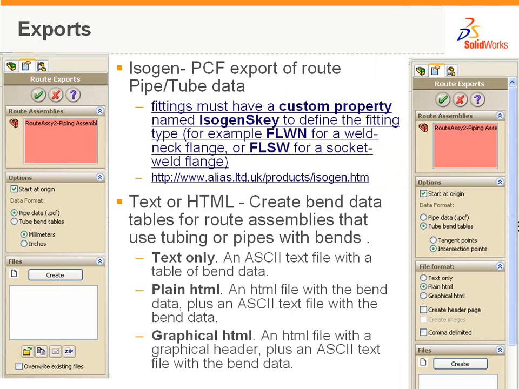The exports available out of SOLIDWORKS routing are a PCF export format. This is for programs such as ISOGEN. Keep in mind, if you're going to be exporting this for another package such as ISOGEN, there are custom properties that are required to plug into that program. We can also output text or HTML based file formats. This will create bend data tables for the route assemblies that use tubing or pipes with bends.